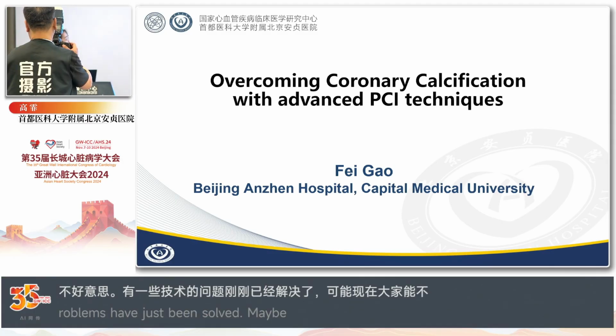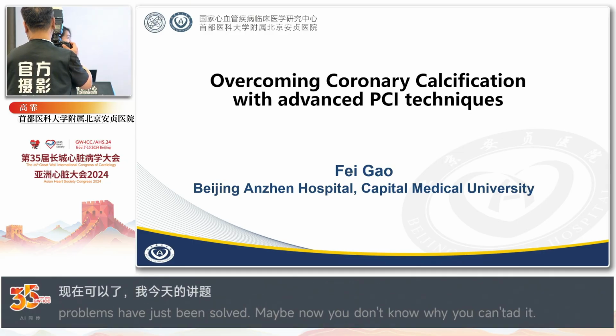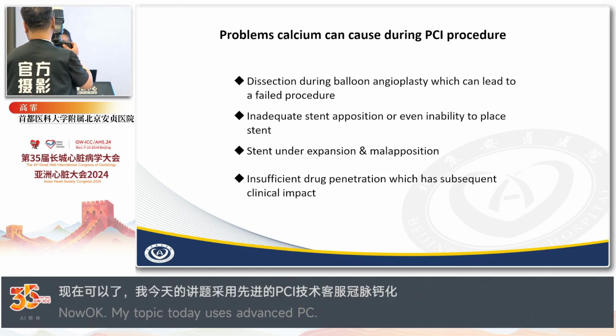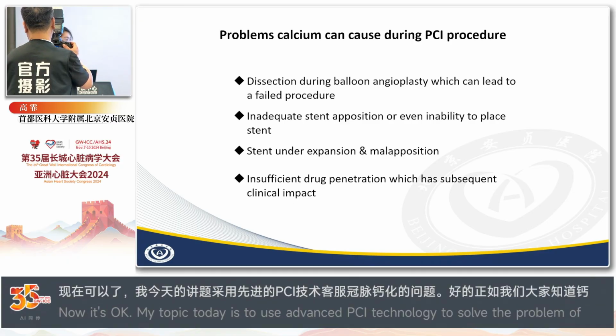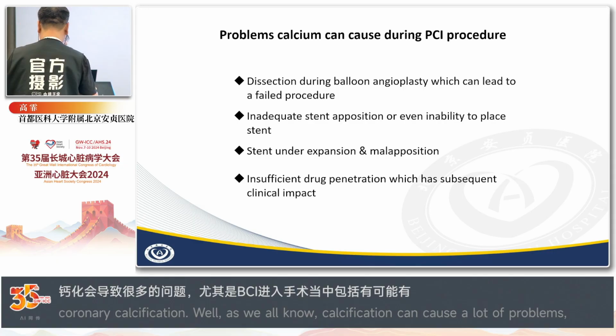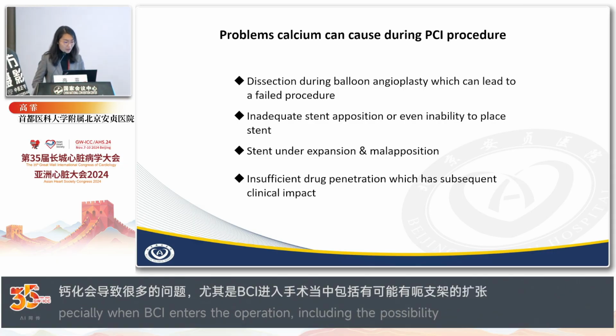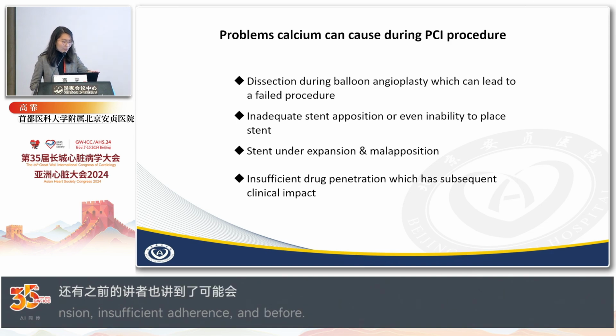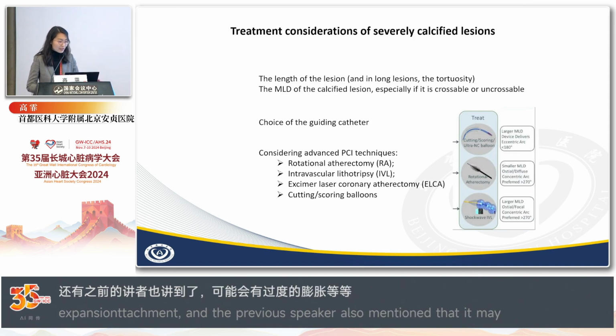Okay, so my topic is overcoming coronary calcification with advanced PCI techniques. As we know, calcium can cause a lot of problems during PCI procedures, such as stent under-expansion, malposition, and sometimes stent dislodgement, just as the previous speaker mentioned. So coronary calcification is one of the leading causes of stent failure.